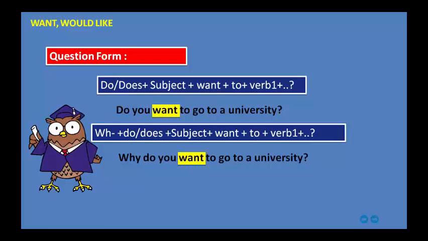Let's look at the question form. When we want to make a question sentence, we use do and does at the beginning of the sentence. And then we use subject pronoun, want, and to verb 1. Look at the example, please. Do you want to go to a university? If you want, you can use WH questions with want. Why do you want to go to a university?